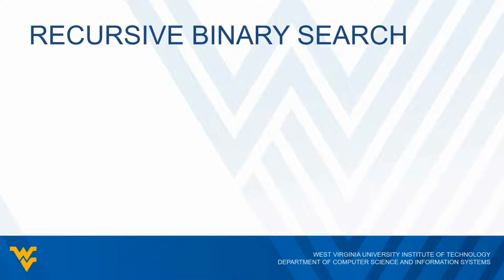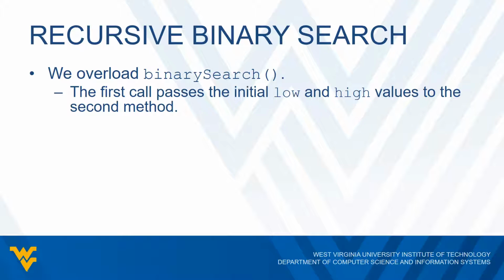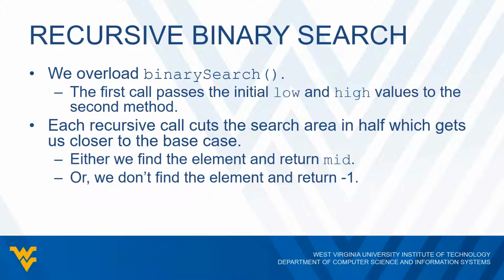I want to make a couple more notes about the code we just saw. Notice that we overloaded binary search, because our first call passes the initial low and high values to our second method. I could rename the other one to something like recursive binary search, but it's not necessary. We can take advantage of overloading in Java or in C++. In other languages that might not be possible, and you may need to use a different method name, but if you're implementing this in Java, then you can overload the method.